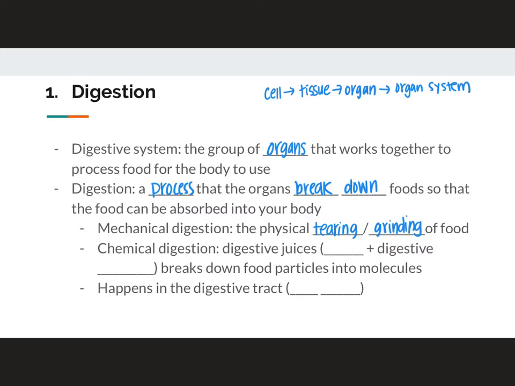Chemical digestion is through digestive juices that your body would produce. You'll have different types of acids and also digestive enzymes that your body produces to break down the food particles into molecules. So not just small pieces, but into very tiny portions so that your body can actually absorb them. And digestion would happen in the digestive tract. In other words, we also call it the food canal because it's a canal, or the tube, of all this food going through for your energy making process.